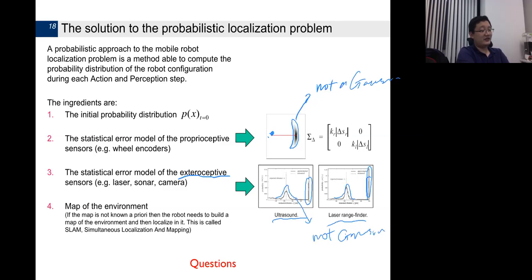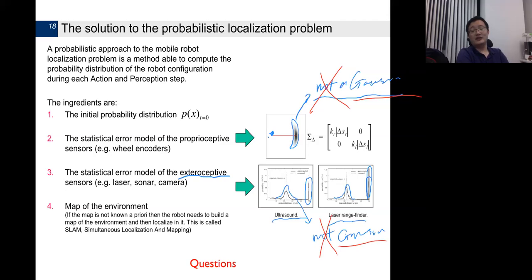But in practice, we use an assumption that both of them should be Gaussian. We're not saying they are Gaussian, but we say, okay, you should be a Gaussian in both cases. Will that cause a problem? It might cause problems.